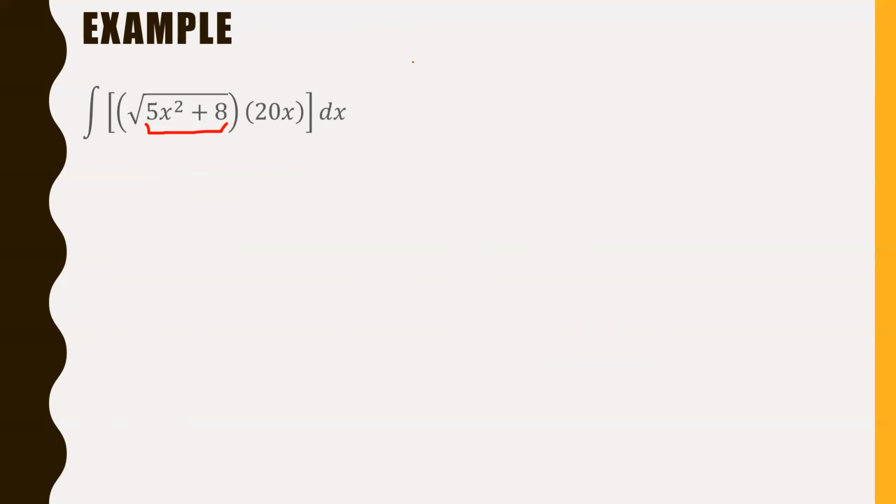We're going to say that u is equal to 5x squared plus 8. Remember, we should always take the derivative of this so we can get something in reference to the dx that we got here. So du over dx, which means the derivative of u with respect to x, is just the derivative of 5x squared plus 8, which is 10x. Then we want to get dx all by itself, so let's multiply it over. So we have du equals 10x times dx.